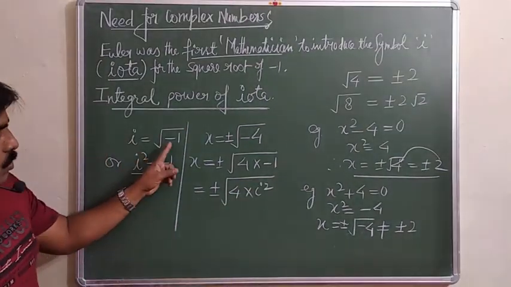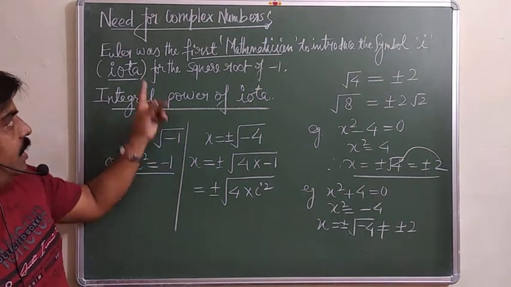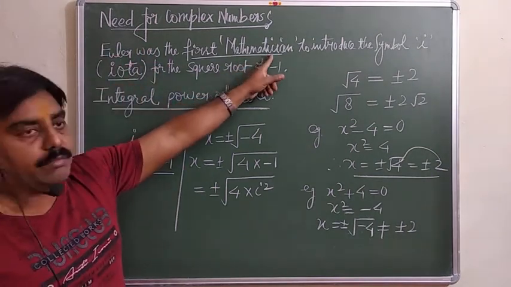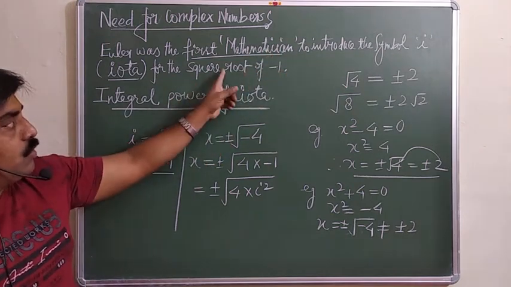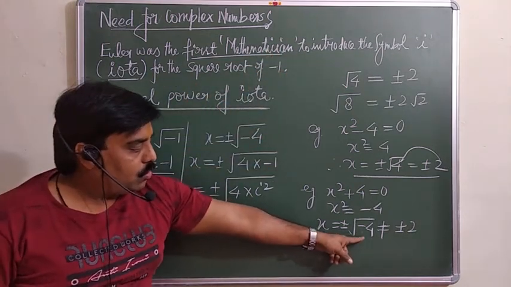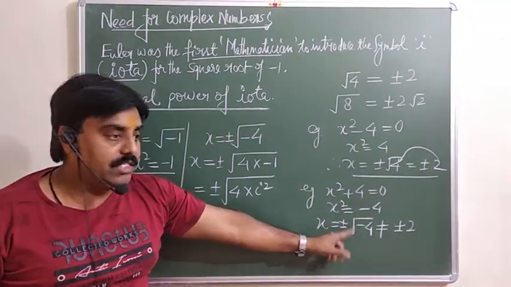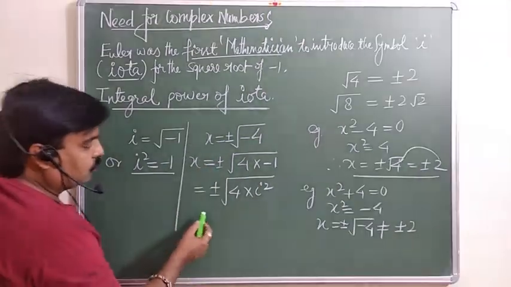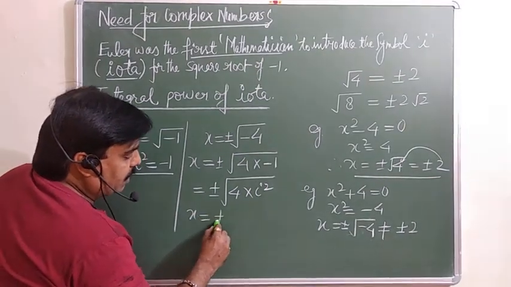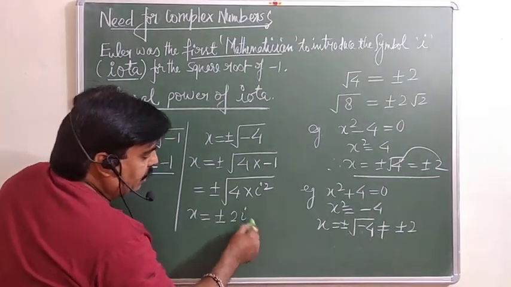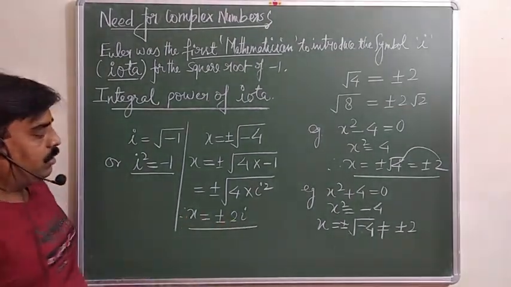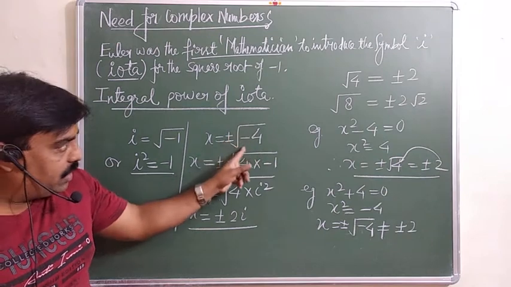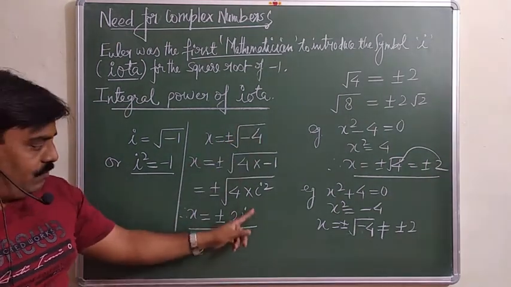Because look, i is equal to under root minus 1, and that is known as iota. This was introduced by Euler, who was the first mathematician to find the square root of any negative number inside the radical sign. But the value you get will be imaginary, which we will also discuss. So x is equal to plus minus 2i. Therefore, if the value inside the radical sign is negative, you get imaginary values.